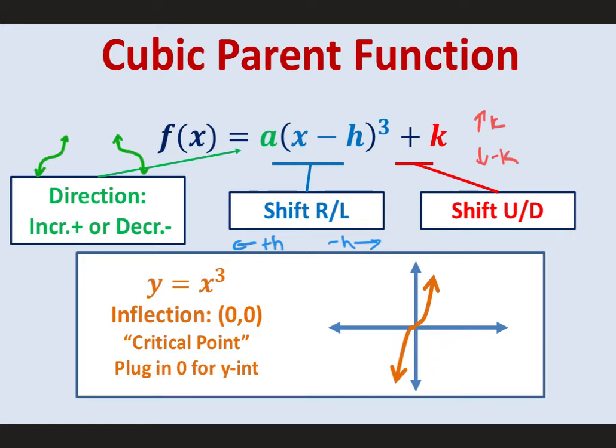And then the other side of your inflection or your critical point is going to do the opposite. So we went up here, so on the other side, we're going to go down. It's kind of like two halves of a parabola. One goes one way, one goes the other way. All right, lastly, we're going to plug in 0 to get the y-intercept if we can. If not, we'll just plug in 1 point to the right of our critical point.